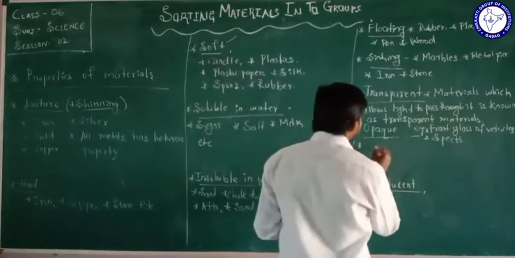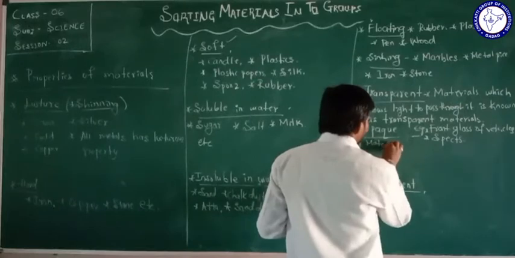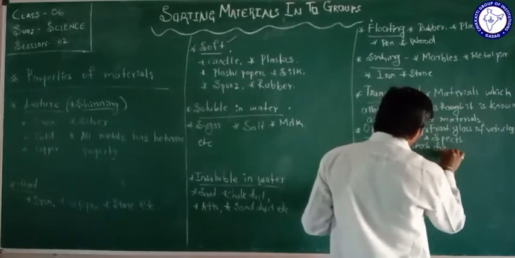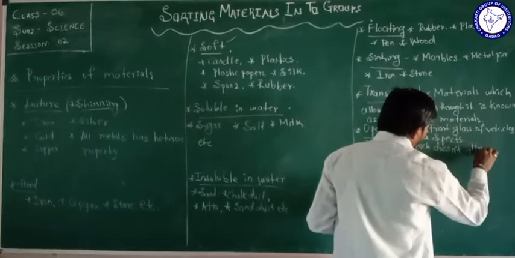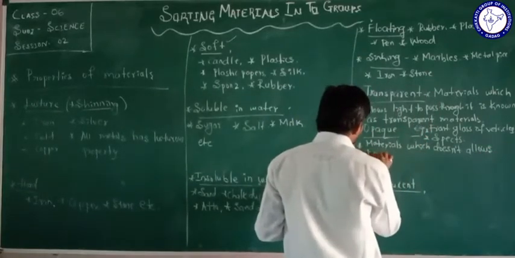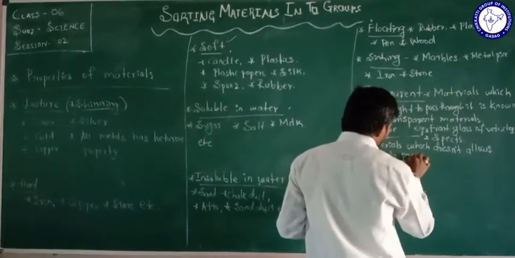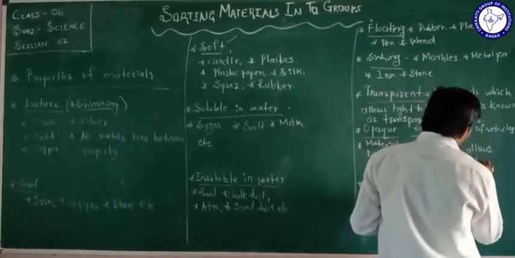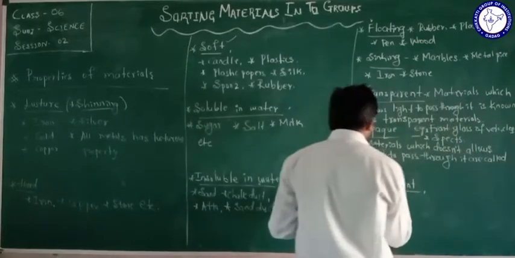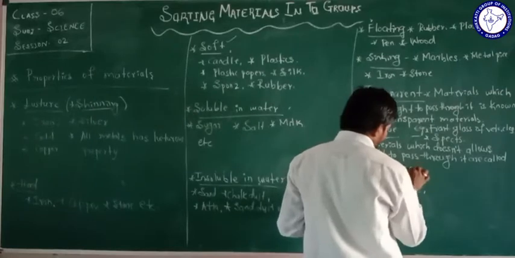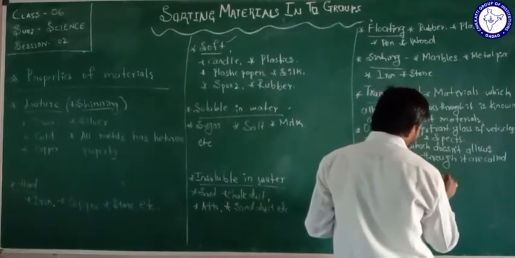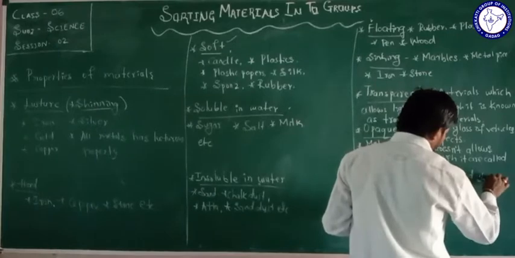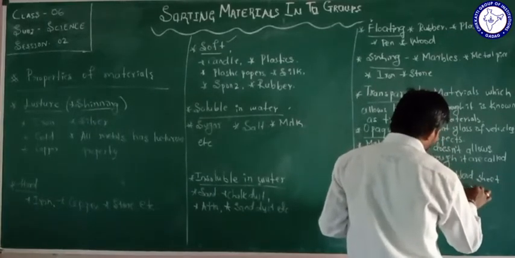So what are opaque objects? The materials which don't allow light to pass through them are called opaque objects. For example, wood sheet, door, book.